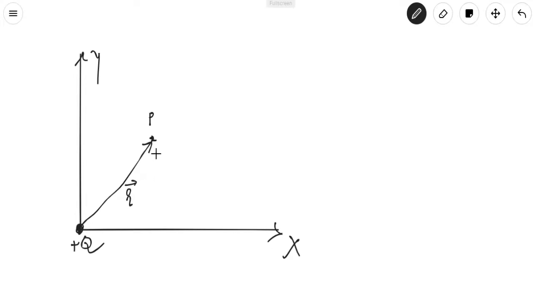To find the electric field, we require a unit positive charge, or say a test charge q equal to 1 coulomb. We require that. That unit positive charge will be placed at the assumed point. Because of this positive charge, force will be acting in this direction. Okay, so this is the force.